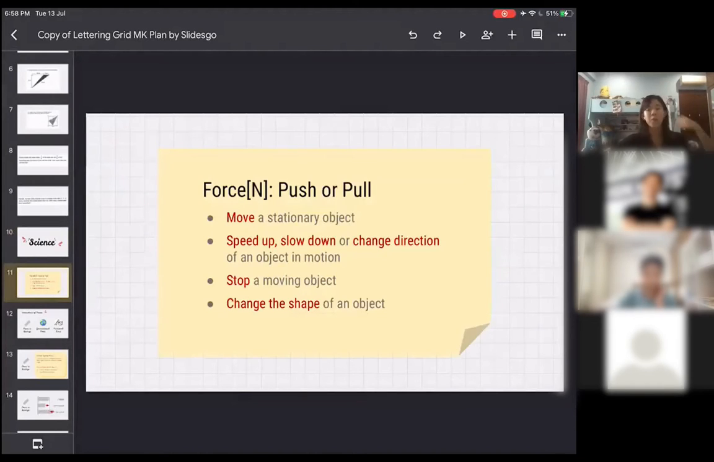Okay. So first of all, a force is a push or a pull. So like quite straightforward, right? If I just push you away or I pull you forward, that is a force. Okay, so what a force can do is four things.